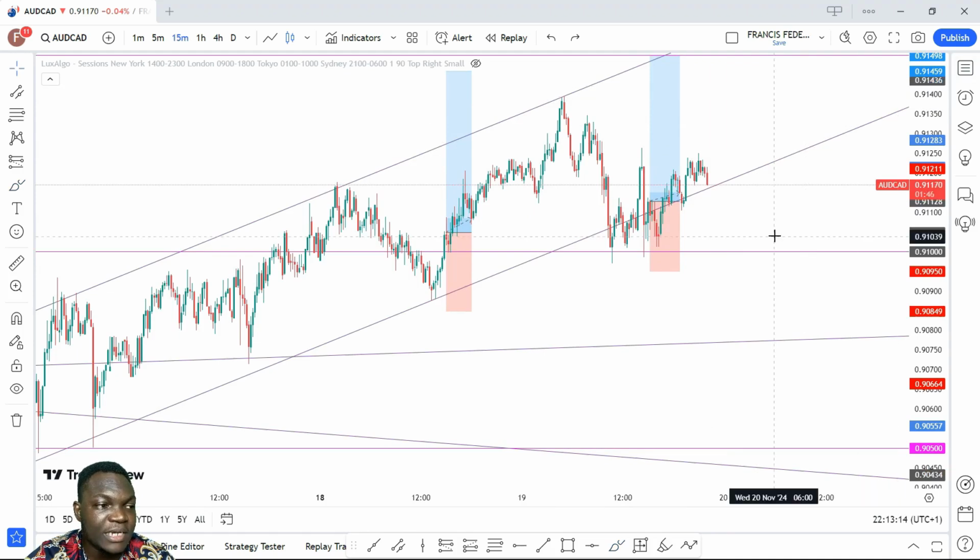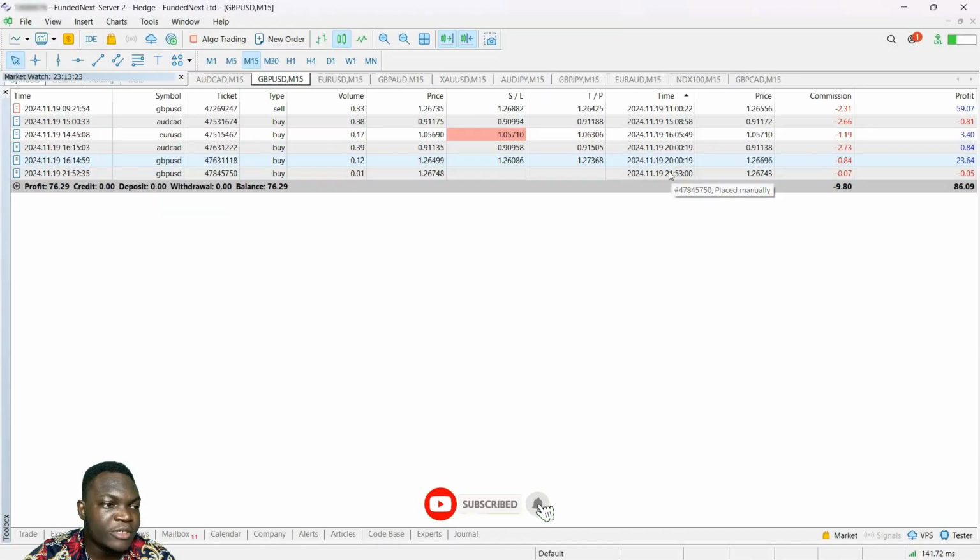So I'll just load my MT5 so that I can see the results. So right here, this is the result on my MT5. You can see the first Pound USD I took, which closed with $59 profit. The AUD CAD that I said I closed, that was minus 0.8.